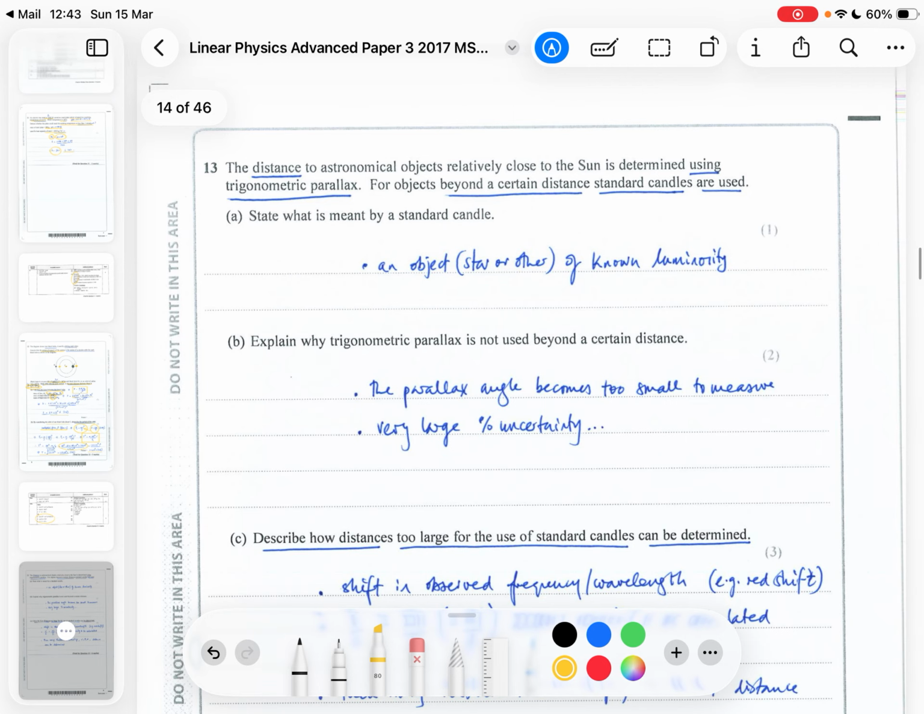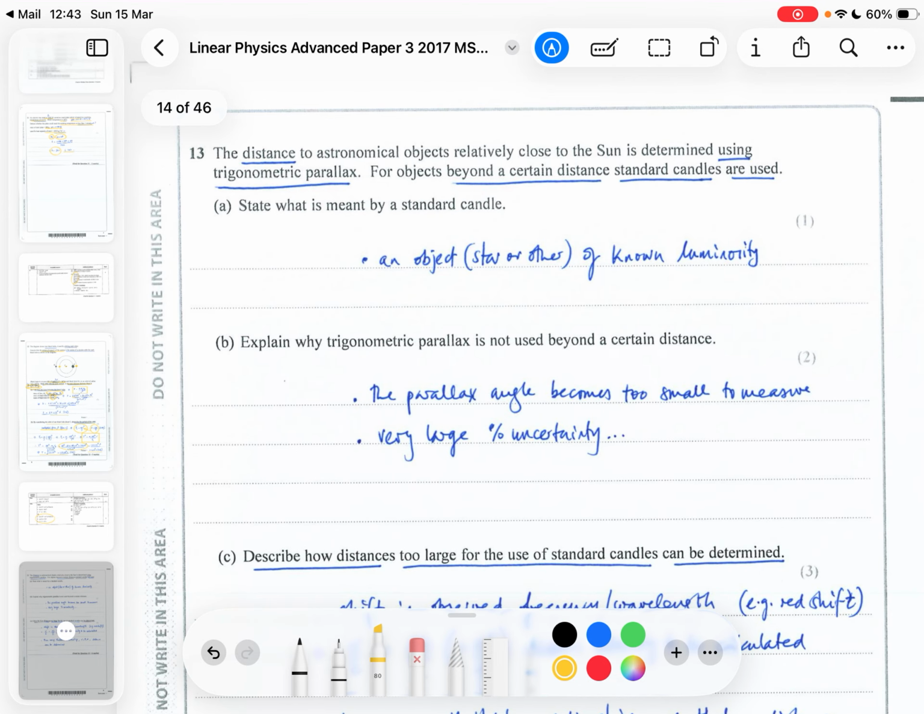The next question is about working out the distance to nearby astronomical objects, nearby relatively in astronomical terms. So we can use the trigonometric parallax method, which is looking at the star against the background stars which are further away, and work 6 months apart, so from two sides of the sun, and work out how much it has shifted against the background stars. Okay. For objects beyond a certain distance, we have to then use a different method called standard candles.